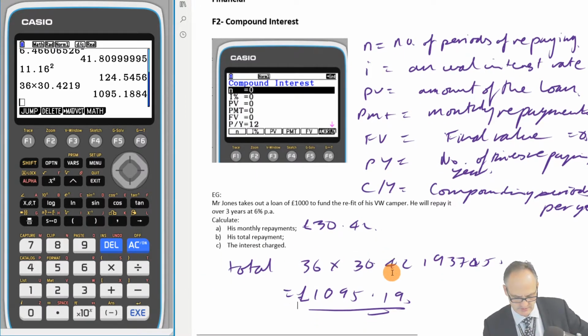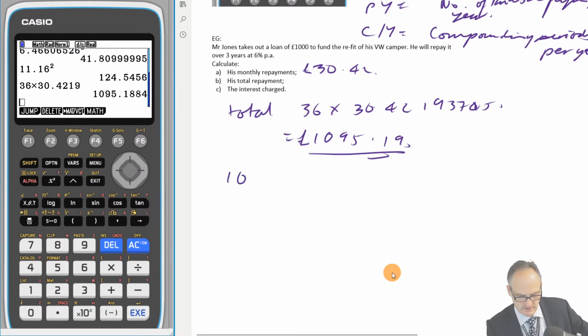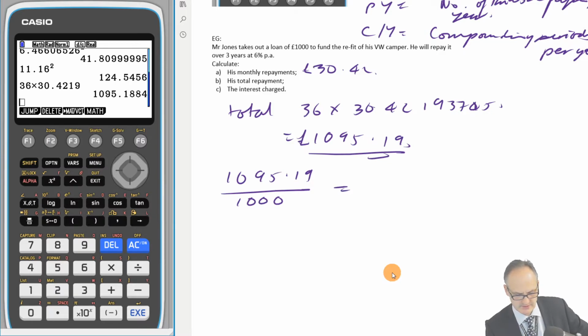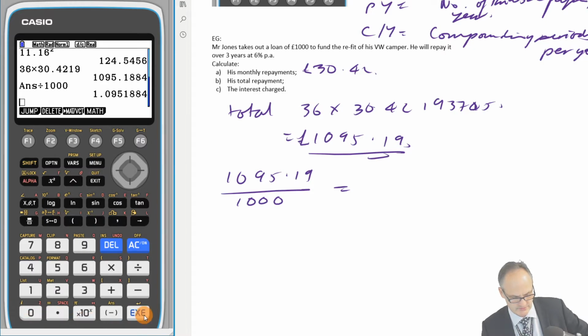So what's the interest rate? Well, the way I'd calculate the interest rate, you don't have to do it this way. You could take the 1,000 off. I don't bother taking the 1,000 off. I just divide straight away by 1,000. So you get the value, divide by 1,000, which is his original amount, and we get 1.095.